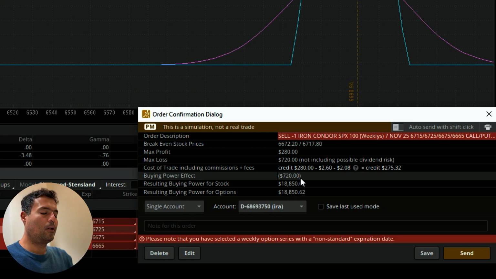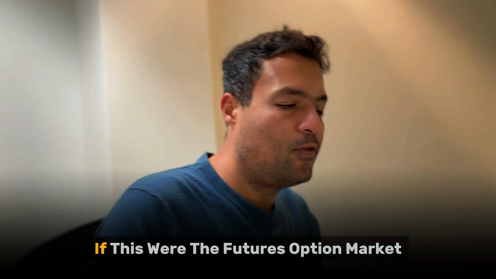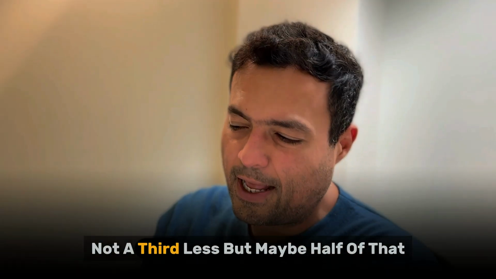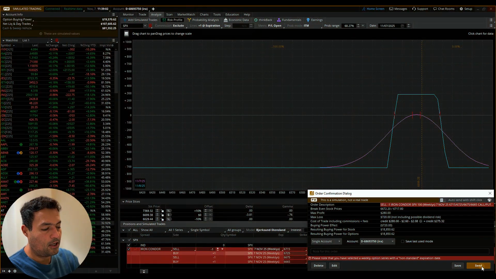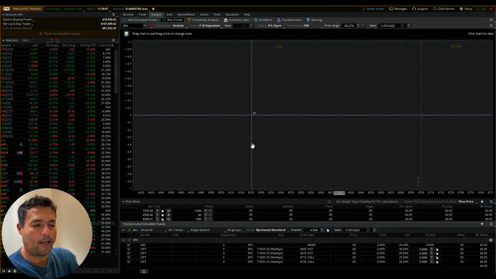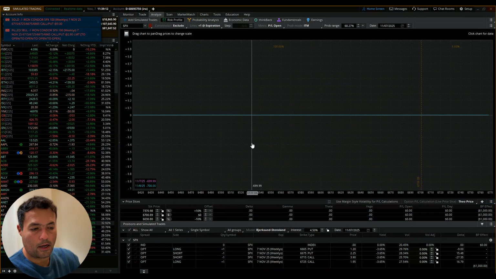There's no capital leverage here in the cash markets. If this were the futures options market, we would have put down at least half of that. Not a third less, but maybe half of that. But that's it. Let's see if we can make any money in this Zero-DTE. This is a good way of trading and learning in your paper trading account, and it's already filled.